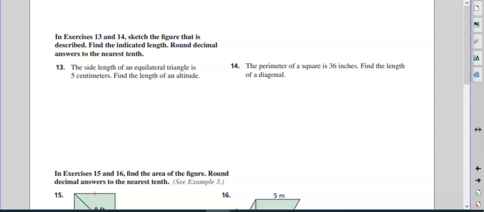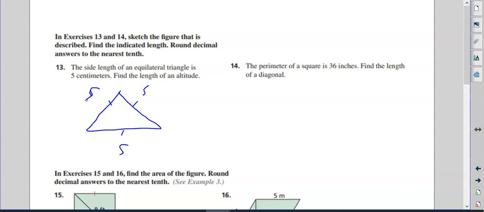Okay. All right. Sketch some figures. So the side length of an equilateral triangle. So equilateral triangle, try to make it look equal. That's pretty bad, but you know, you get the gist. These are all equal, okay? The side length is 5. So that's 5, that's 5, that's 5. Okay?